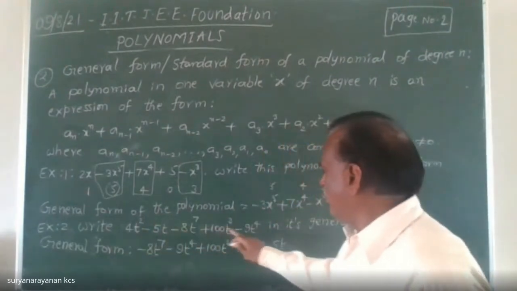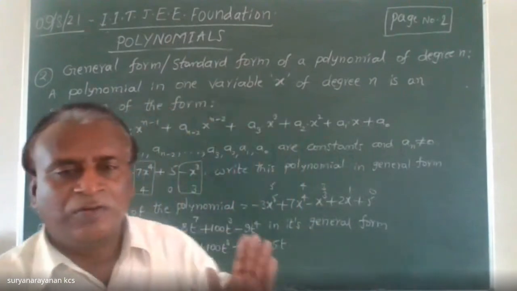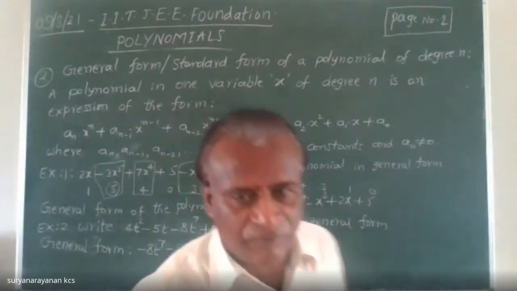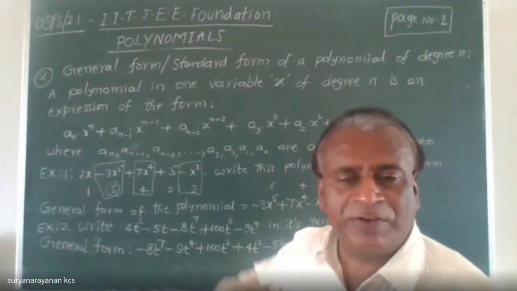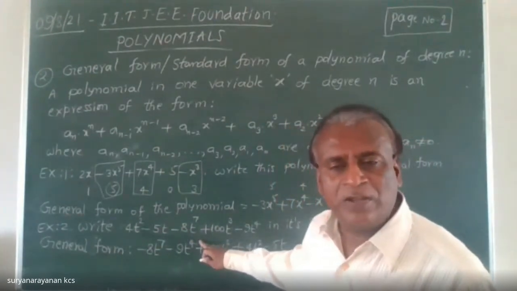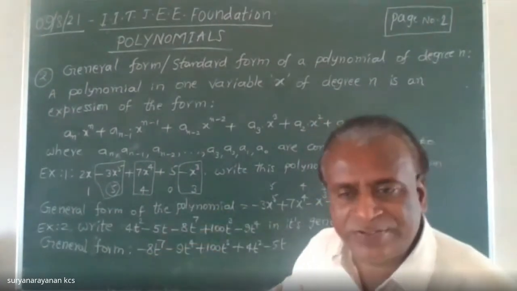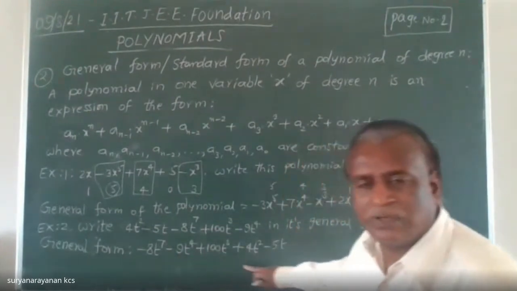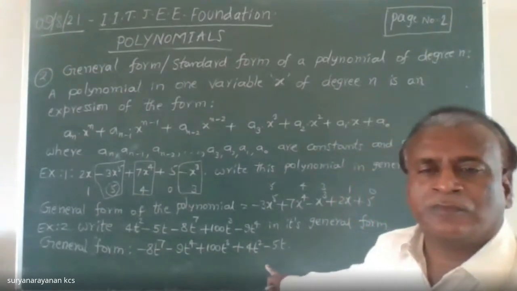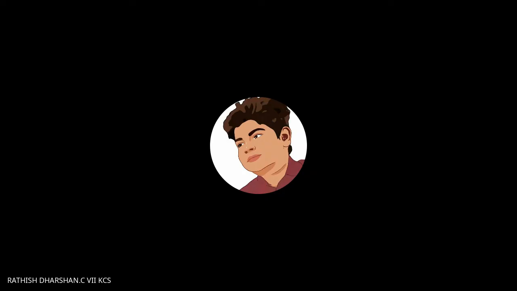1, 2, 3, 4, 5. We have written all the 5 terms of this polynomial in the descending powers of t. Yes or no? We have rearranged these terms of this polynomial so that the terms are in descending powers of t. Understood this point? My dear children, general form. Is it clear? Yes, sir.